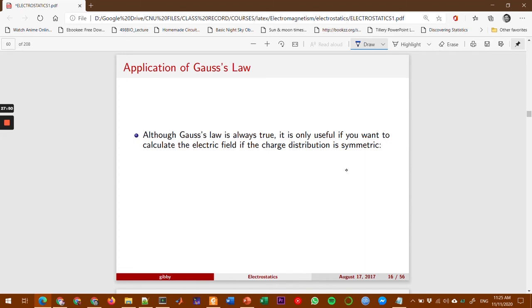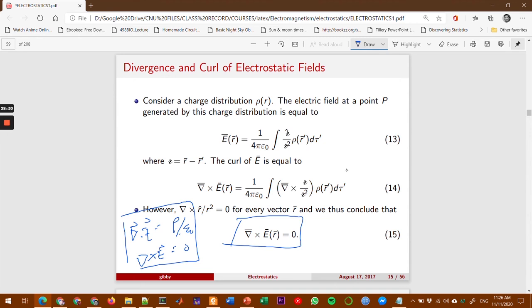Although Gauss's law is always true, it is only useful for calculating the electric field if the charge distribution is symmetric. Because Gauss's law depends on your surface, whether it is a cylinder or a sphere, the symmetry of your geometry would really simplify the problem. If there is no symmetry, then we cannot use Gauss's law. We'll go back to this. The differential form is still more powerful because it's more general. Right?